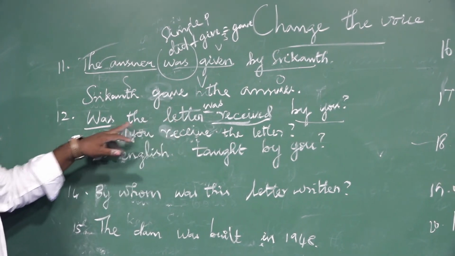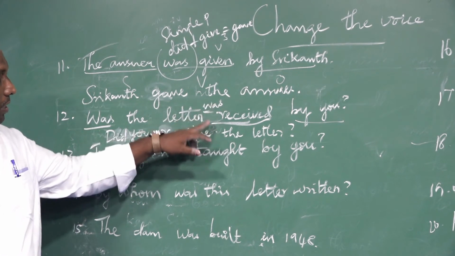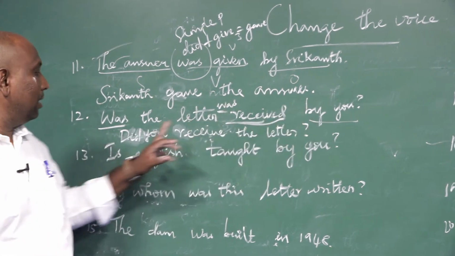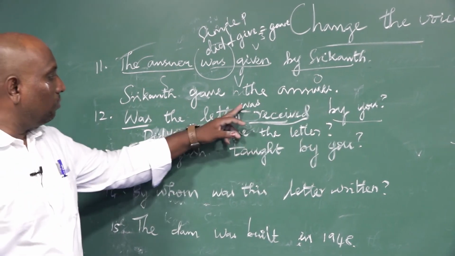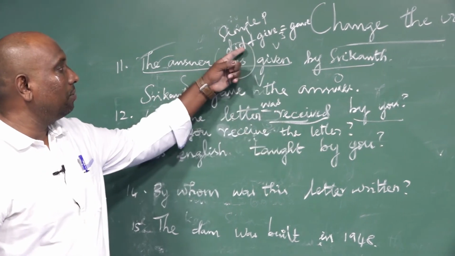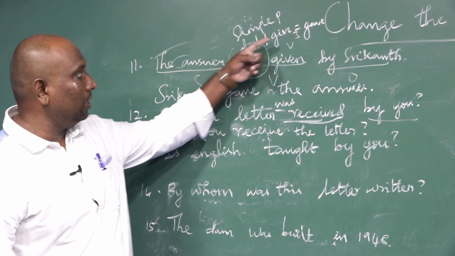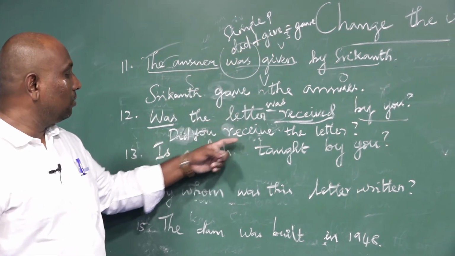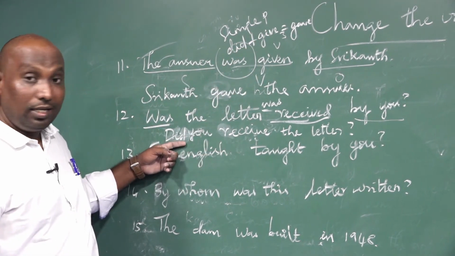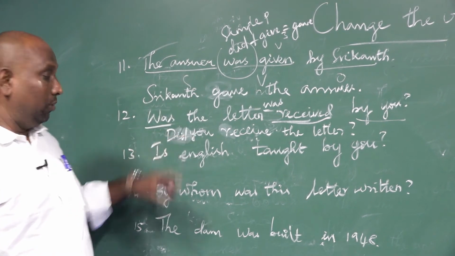This question has to be changed into a statement. After changing into the statement, the object will come in the place of the subject. And was plus verb 3 clearly emphasizes simple past. For making simple past, what is the auxiliary required? Did plus verb first form. Since it is a question, we have to write the auxiliary verb before the subject.